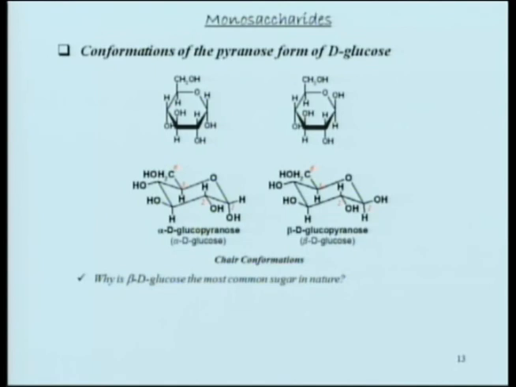Likewise, the beta D, with the beta OH oriented above the plane, as you can see. So this is below the plane, this is above the plane. Are you all with me? So in essence, these are the chair conformations.